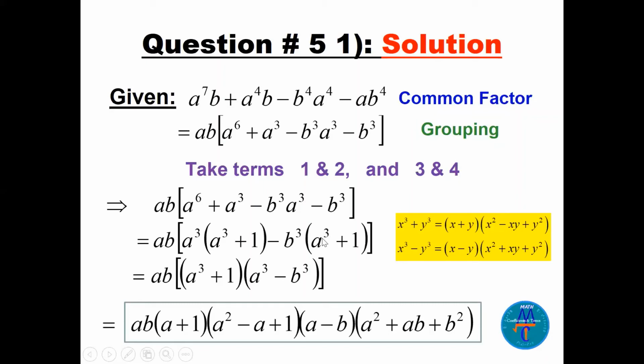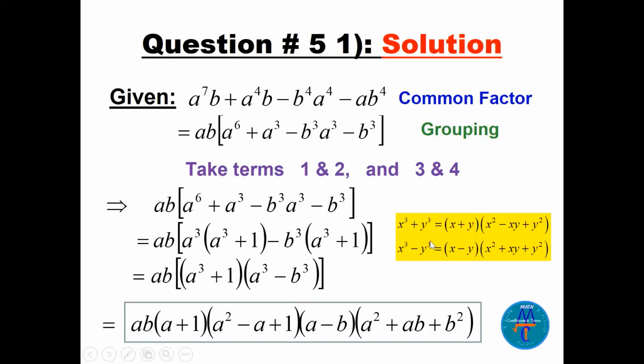See, this is the same inside the bracket. This is grouping. This is a common factor. So I take it as a common factor. This one, same common factor. Now I have A cubed minus B cubed. See, I have a cube.